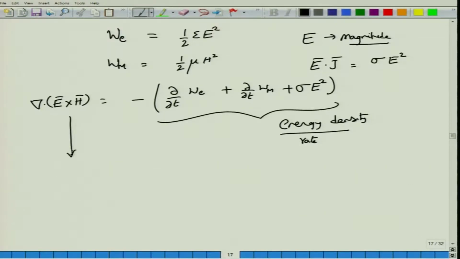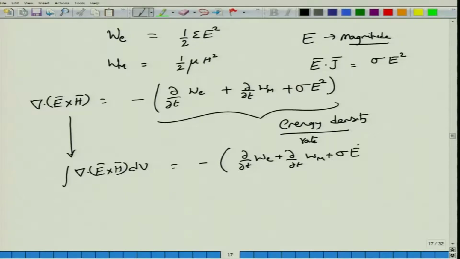Now I can apply Stokes theorem to the entire closed surface that we had considered and integrate this out over the volume. So if I integrate this one, I have the integral of del dot E cross H dV, that is the first integration that I have to do. This should be equal to minus del by del t of We plus del by del t of Wm plus sigma E square, this entire thing integrated over the volume, because the quantity inside is all energy density terms, and multiplied by the volume will give you the total energy. So energy density measured in terms of volume multiplied by the volume itself will give you the total energy.